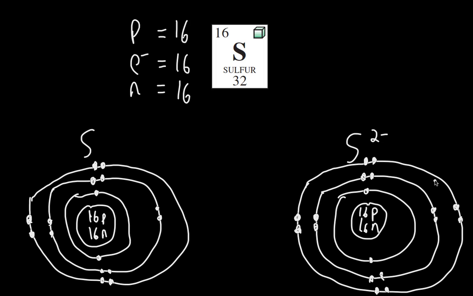What I would like you to do with a partner in class is double check the backside of your page with someone that you did not already work with and make sure that your drawings are identical. If you have any questions about how to draw ions, you can watch this video again at any point.